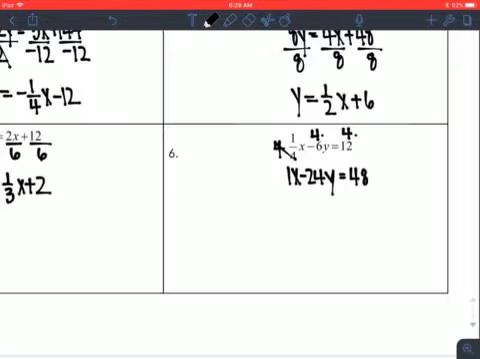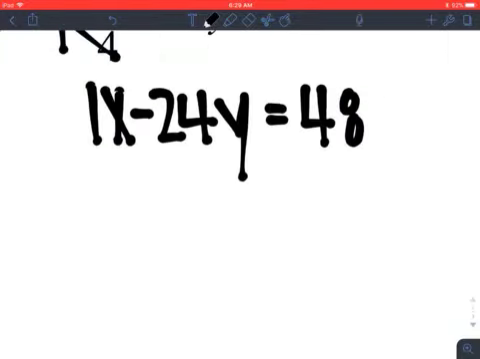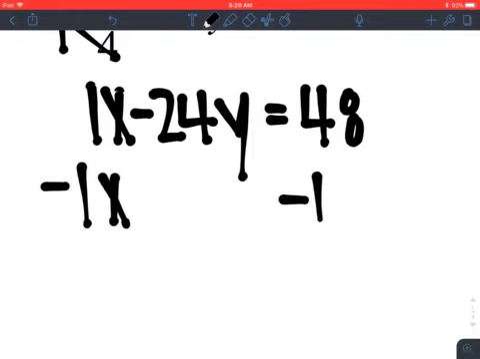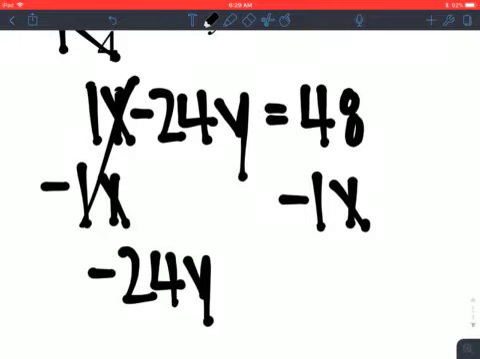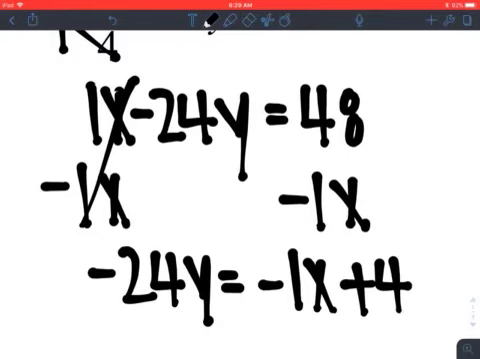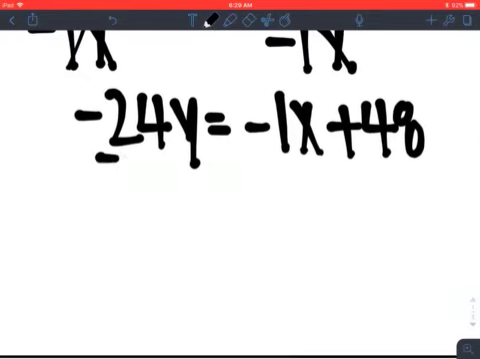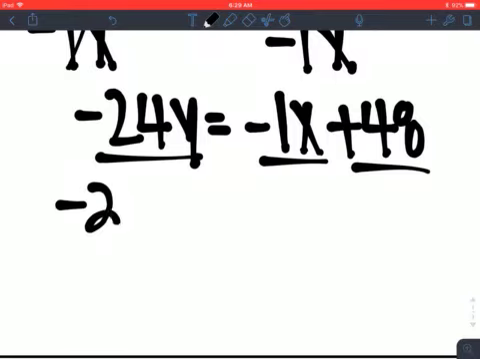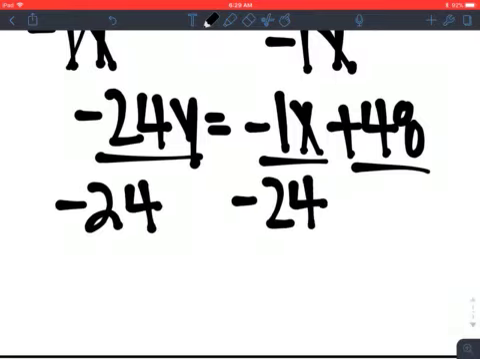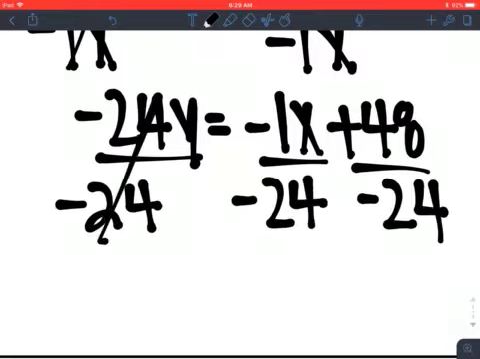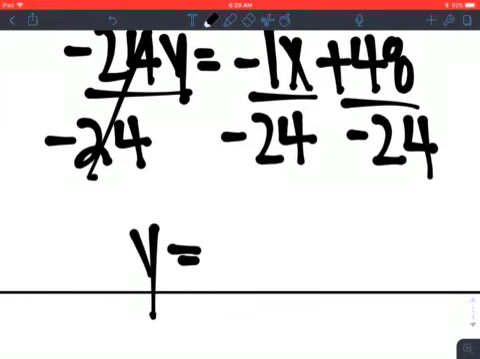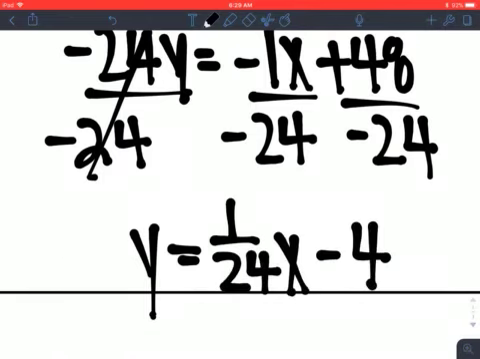And now that's in that nice form that we've been seeing throughout, where now we just have to subtract the 1x, cancel out, minus 24y is equal to, I'm going to take that negative 1x, tuck it in front, plus 48. And then after that, I divide every term by that negative 24. So the simplified version now is y is equal to a negative 1 divided by a negative 24 is a positive 1 over 24x minus 4.